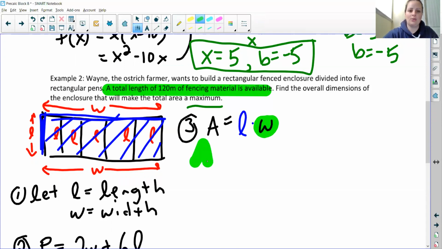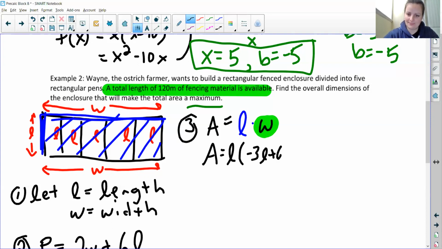So I'm going to go A equals L times negative 3L plus 60, okay? And now I'm going to expand using distributive laws, so times my first term with my first term, negative 3L squared, and then I'm going to do my first term with the second term, which is going to give me plus 60L.